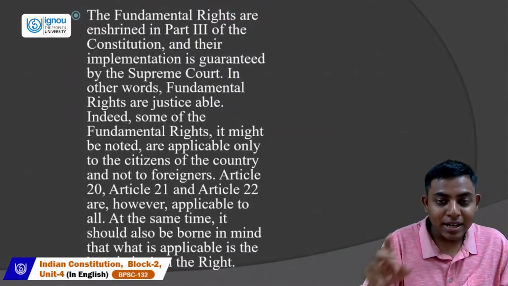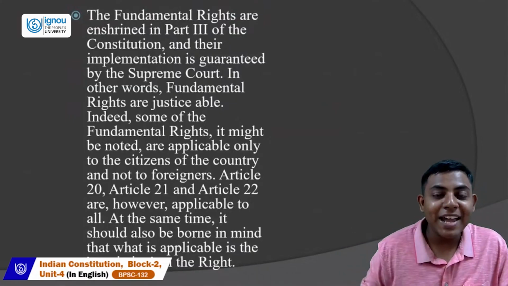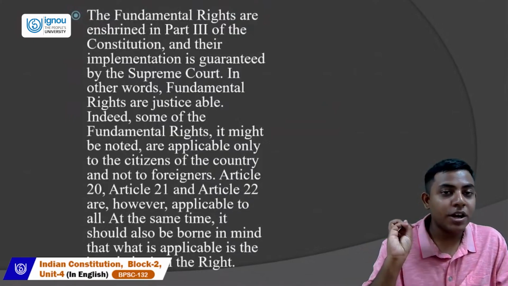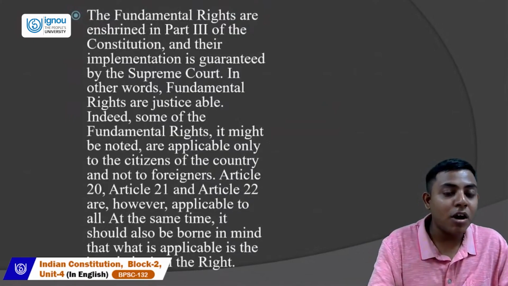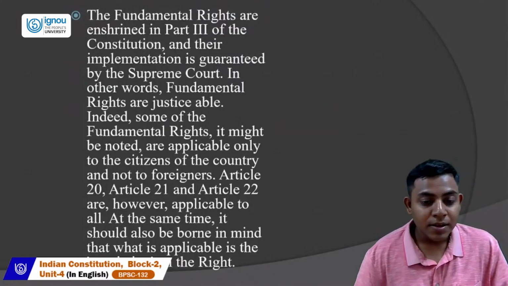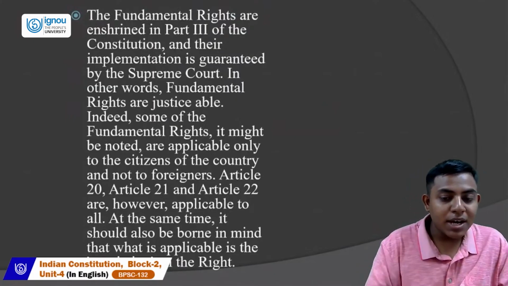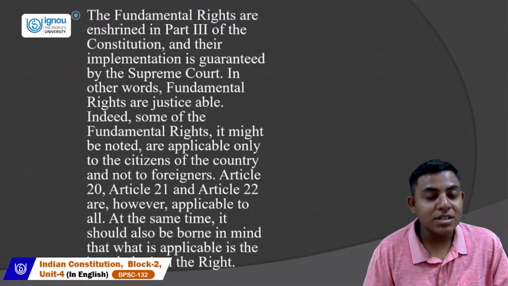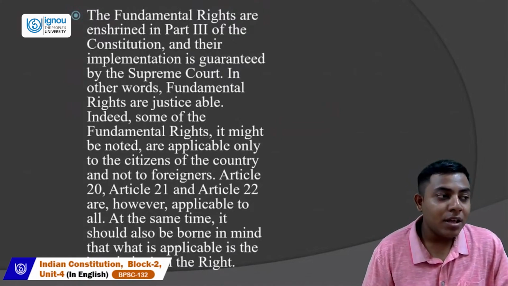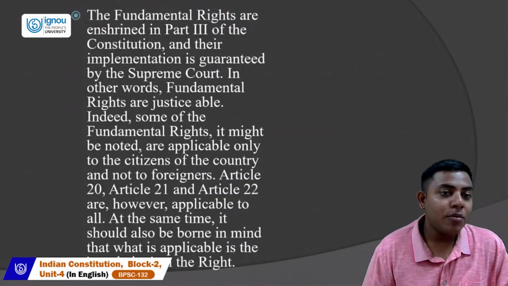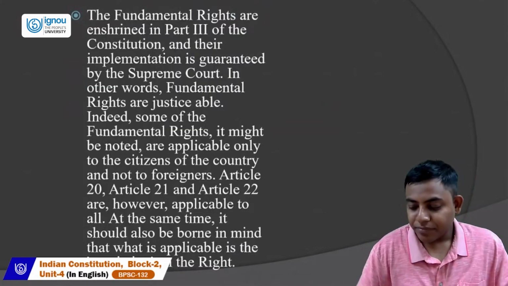and 14 years. And in fundamental duties also, Clause K was inserted, that is, a parent or a guardian has to provide opportunities for education to his child, or as the case may be ward, between the age of 6 and 14 years. So we see these are some of the fundamental rights. Article 20, 21 and Article 22 are applicable to foreigners as well. Then we have Article 23, which prohibits the trafficking of humans and forced labor. Then we have Article 24, which is a fundamental right that prohibits the employment of children in factories.